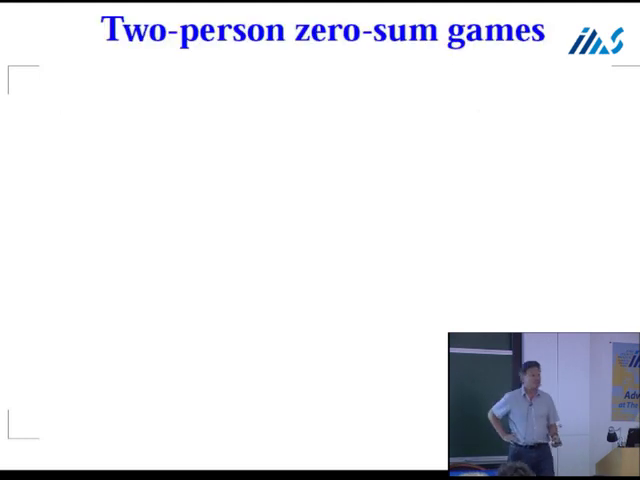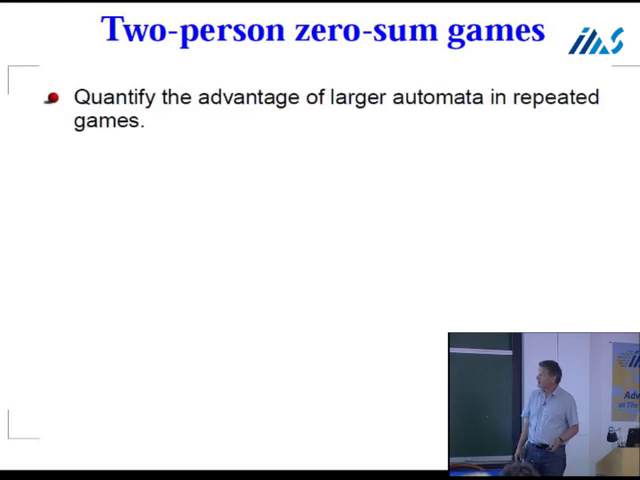So the first two slides will tell you all, but later I'll elaborate with a few more details on what's going on. First of all, I'll classify the open problems into two types. One is two-person zero-sum games. And here the question is to quantify the advantage of a larger automaton in repeated games.